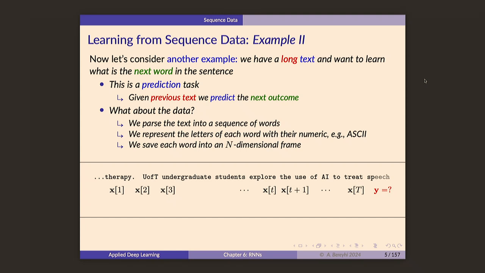So this is going to be something like this. For example, this is a sentence I got last year from the U of T webpage: U of T undergraduate student explore the use of AI to treat SP, and then what is the next, right? So nowadays, if I write it down, then immediately my cell phone is going to say speech, right? You can think of every single word being represented by a vector of numbers, and then you have a bunch of vectors from the first vector up to vector t, where t could potentially be very large. And now you want to know what is x t plus 1, right?